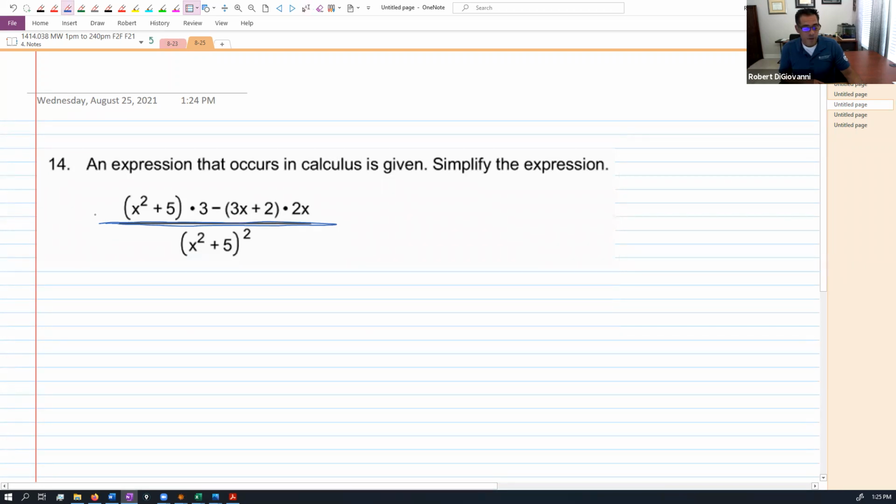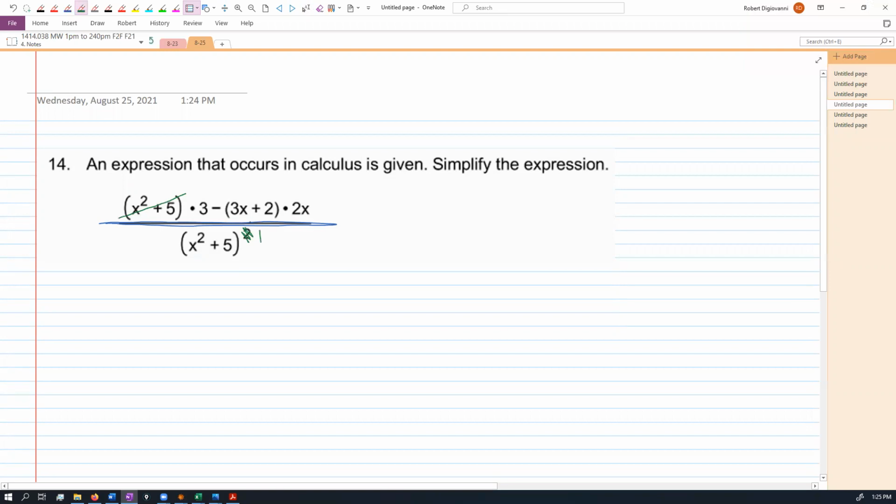Now, let me do something. You tell me if this is right. Since I see an x squared minus 5 on top and bottom, can I cancel this and reduce that down to one of them? Am I allowed to do that? No. Why not? Because the x squared plus 5 on the top is subtracted by another number.